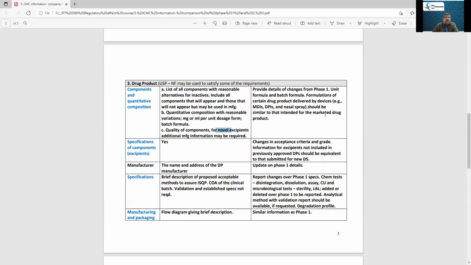Otherwise, if you change the device in between the clinical trials, then the entire data is likely to change and the clinical outcome of the study is expected to change. So to avoid those complications, it is required that the same device that is going to be used in the marketed product should also be used for conducting the clinical trials.